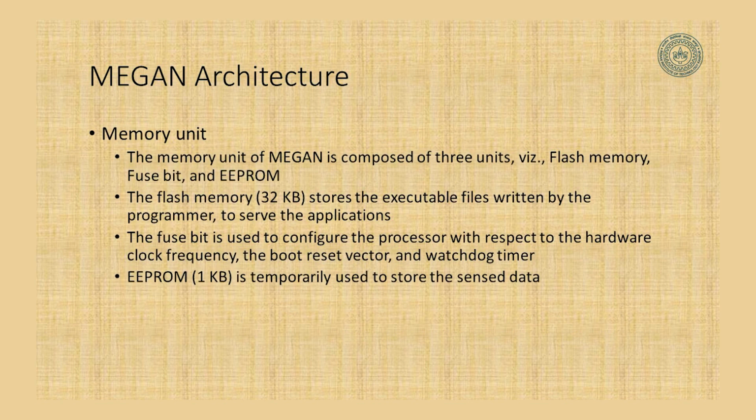The memory unit is comprised of 3 units: flash memory, fuse bit, and EEPROM. The flash memory stores executable files written by the programmer to serve the applications. There is a fuse bit which is used to configure the processor with respect to the hardware clock frequency, the boot reset vector, and the watchdog timer. So, there are 3 things in there: a hardware clock frequency, a boot reset vector for resetting, and a watchdog timer. All of this forms part of the memory unit of your low cost sensor node.